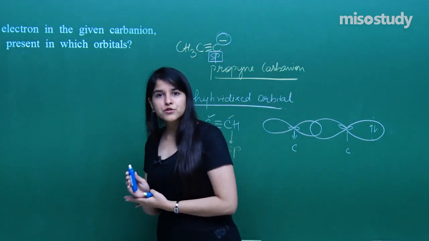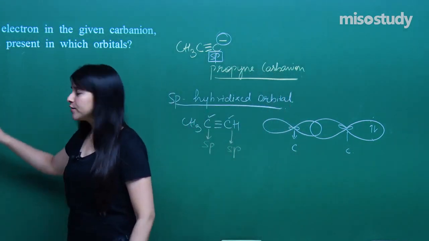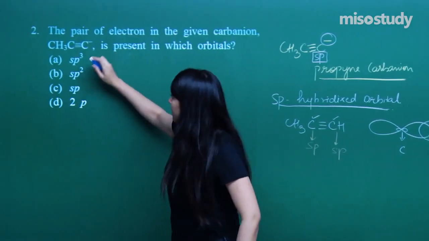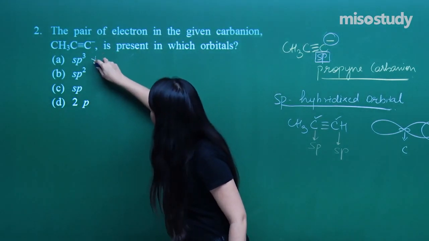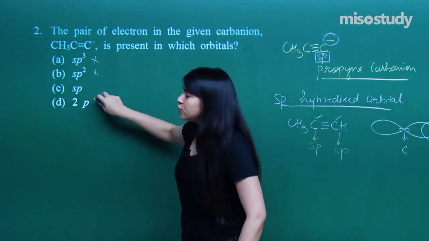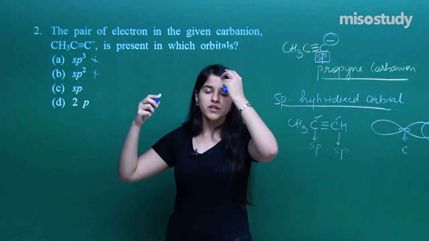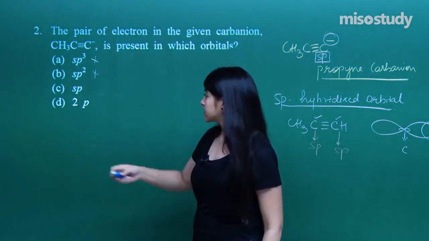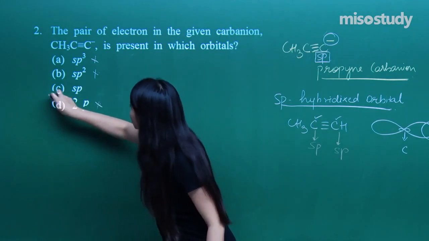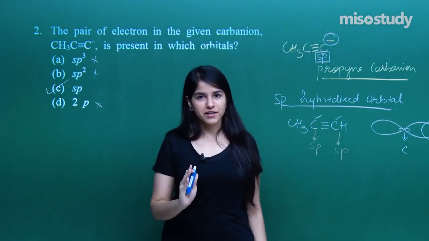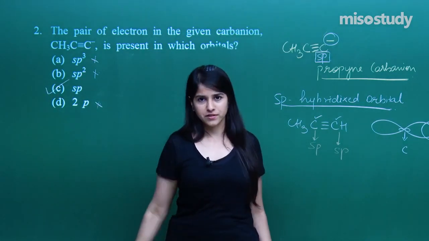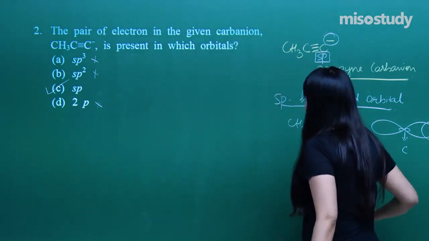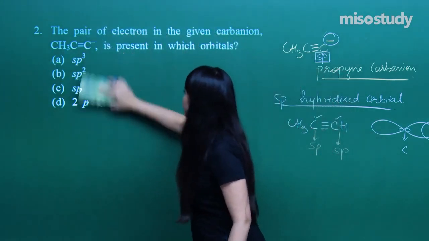And which option is correct? Let us just see over here. The correct option is not sp3, not sp2, not even 2p. We are actually talking about the hybridized orbitals. So here the answer is C. I hope that is very well clear to you. A pretty simple question. Now let's talk about the next question.